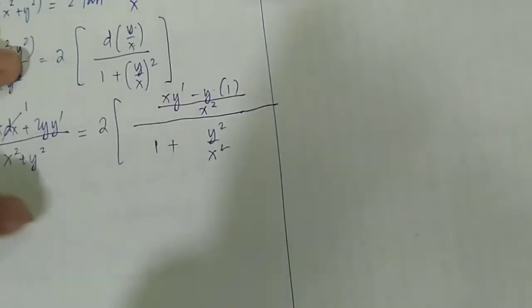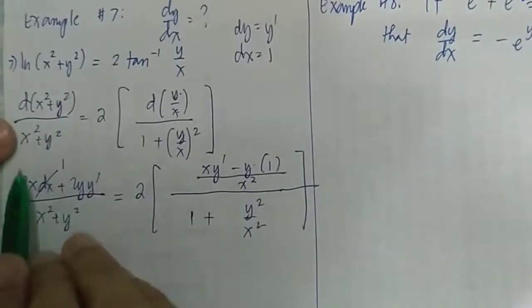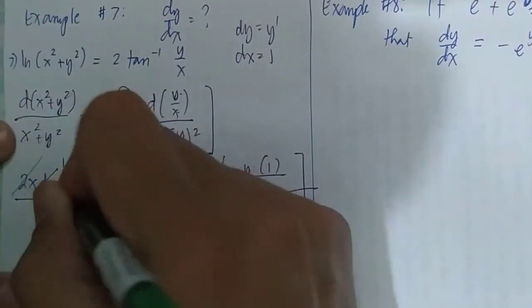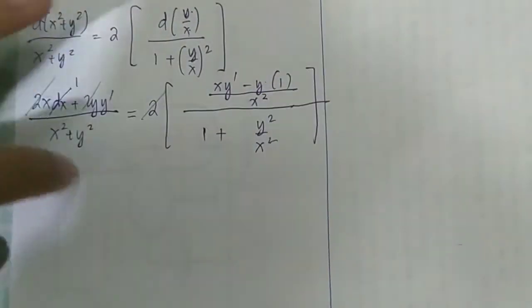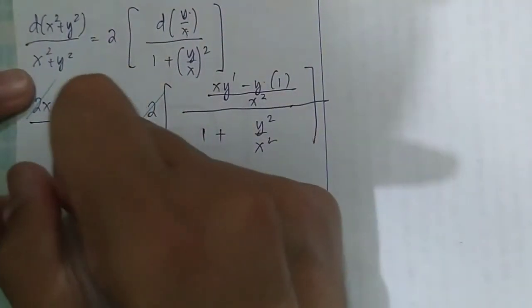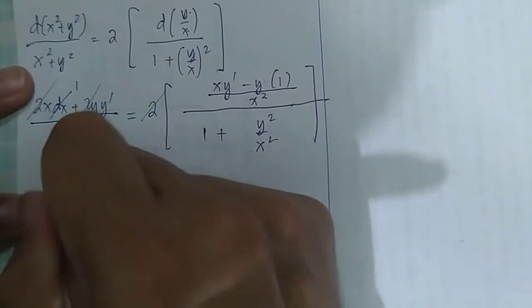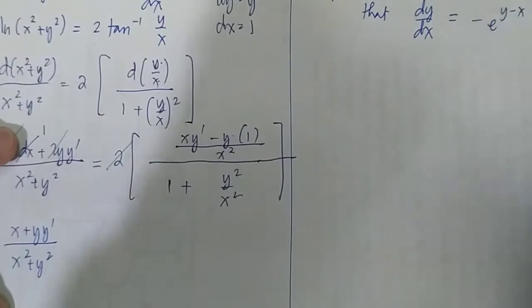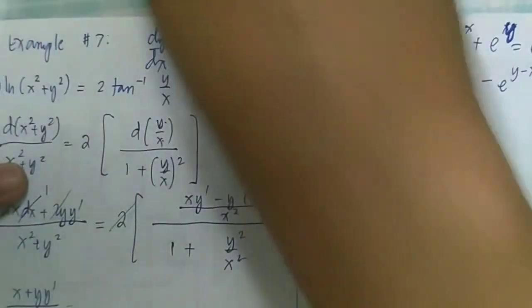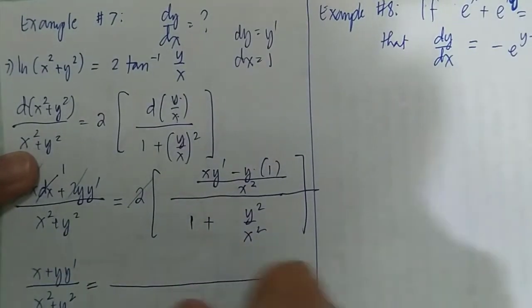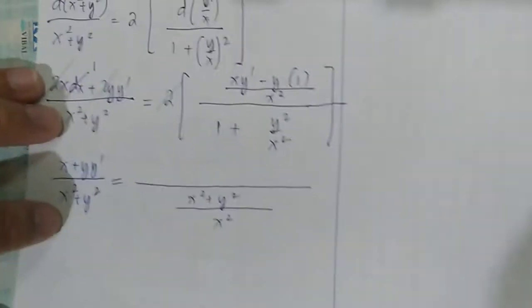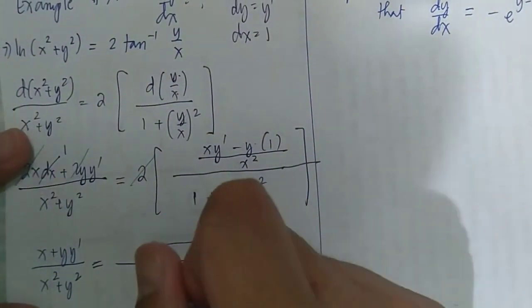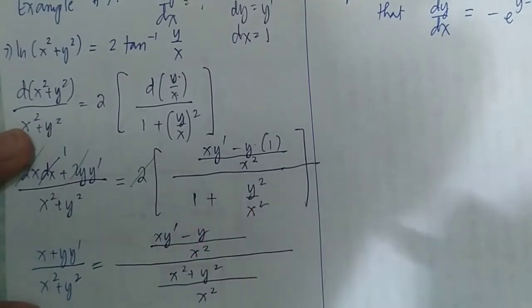So notice again that all the terms have a 2, 2, and 2. So I can divide all by 2. So you can cancel that out. Divide all by 2. 2, 2, 2 cancels out. So it becomes x plus y prime over x squared plus y squared equals, your LCD here is x squared. So we will have x squared plus y squared over x squared here. So we will have xy prime minus y.